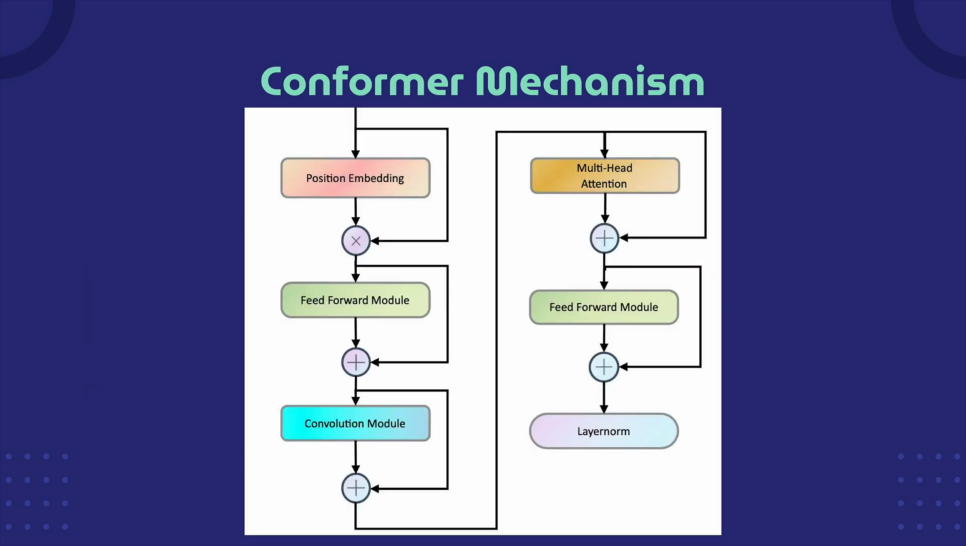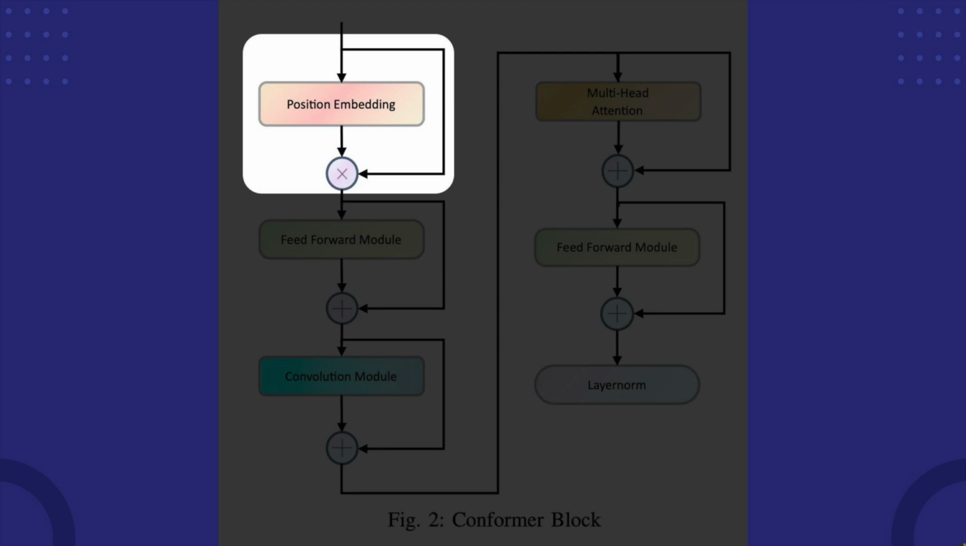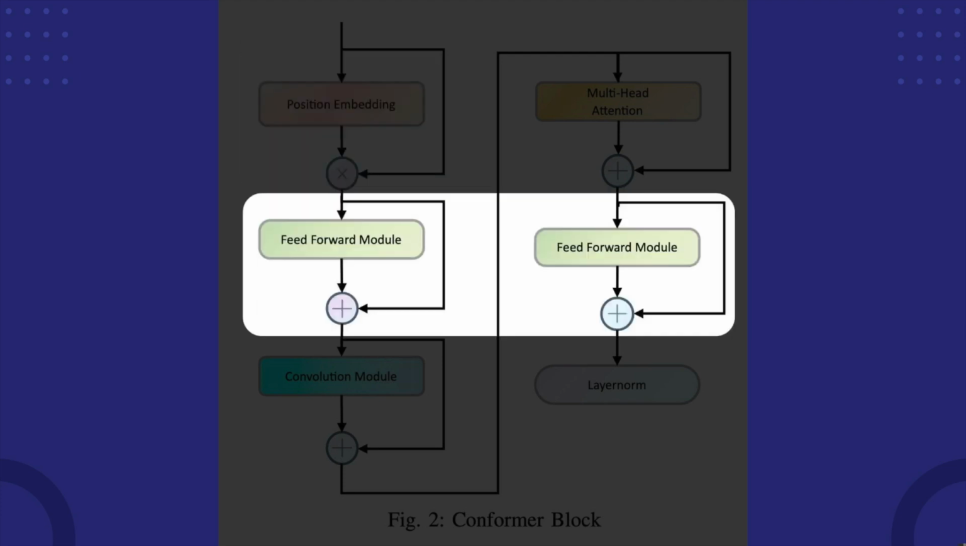Here's the architecture of the conformer blocks seen prior. Let's break down each component. Let's start with position embedding. This is the initial layer of the conformer block, where the input sequence is combined with positional embeddings. Positional embeddings are crucial as they enable the model to maintain the order of the sequence, ensuring that the positional information of tokens in a sequence is retained. Both before and after the multi-head attention, there are feed-forward modules.